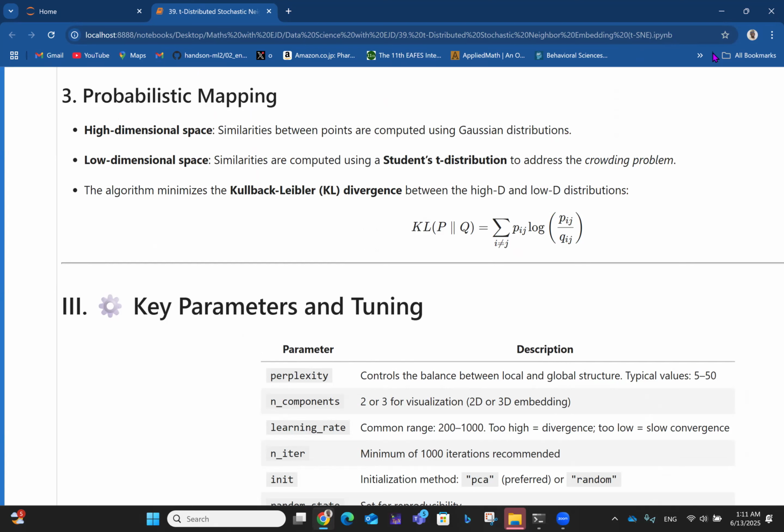All right, so the Kullback-Leibler divergence is given as KL(P||Q) equals summation over i, where i is not equal to j. So i and j must not be the same. So you have Pij log Pij over Qij, like that.